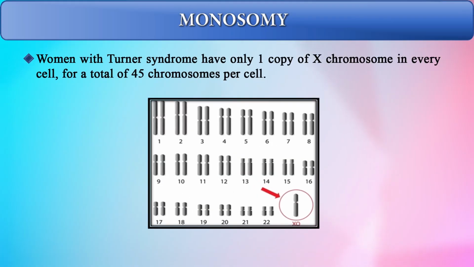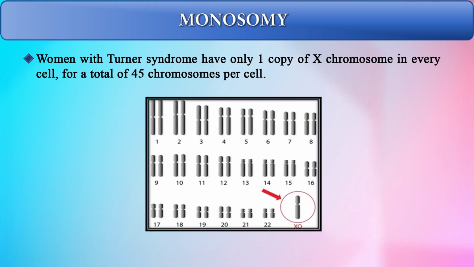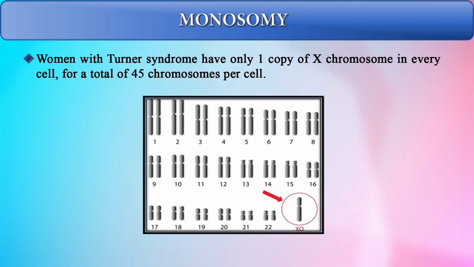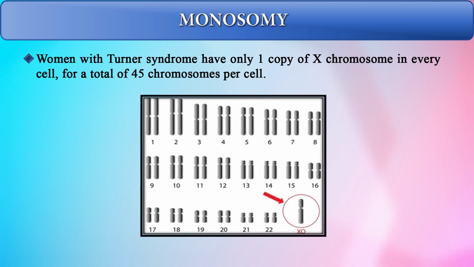Monosomy. This is a loss of one chromosome in the cells, and it is another kind of aneuploidy. They can have one copy of a particular chromosome in the cell instead of two copies. Turner syndrome is a condition that is caused by monosomy, because there is one less. Instead of two, they have only one copy of that particular chromosome. So here, in this chromosome, instead of XX, it is XO. So one chromosome is lost over here. Women with Turner syndrome have only one copy of the X chromosome in every cell, for a total of 45 chromosomes per cell instead of 46.